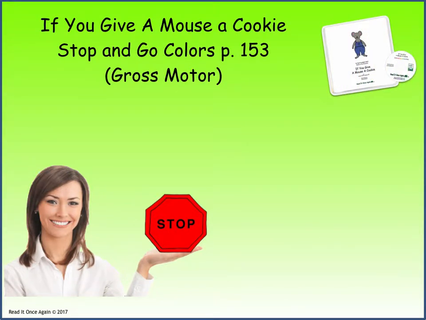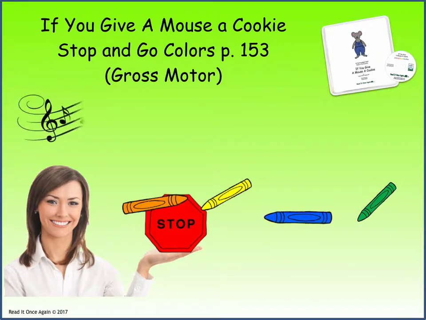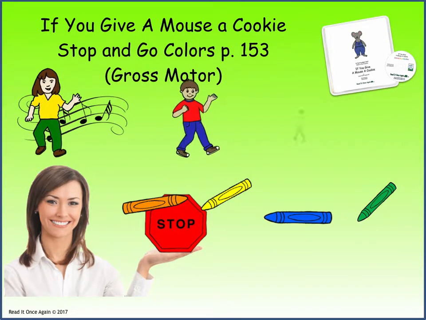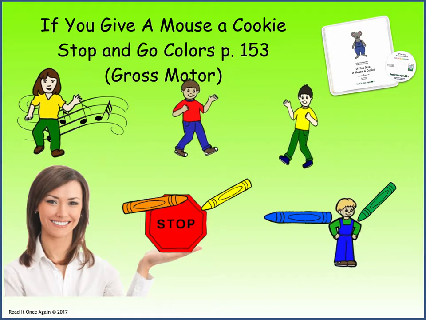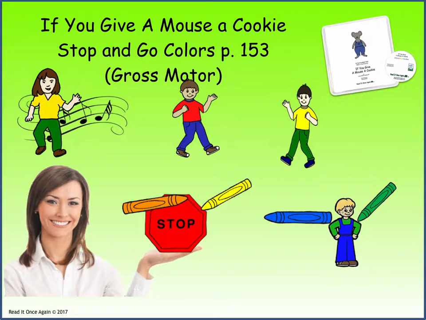Graphics are provided that relate to the story. In this case, they are different colored crayons used by the mouse as he is drawing pictures of his family. The teacher places graphics from the story on the floor and begins to play music. The children are encouraged to dance or make gross motor movements along with the music. Suddenly the music stops.